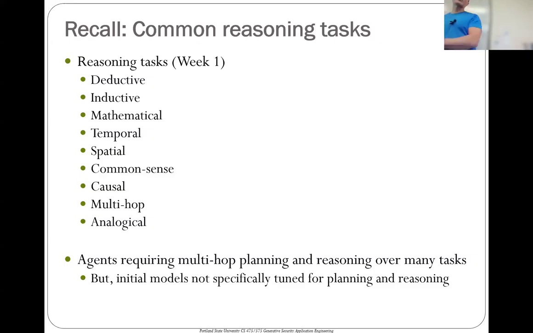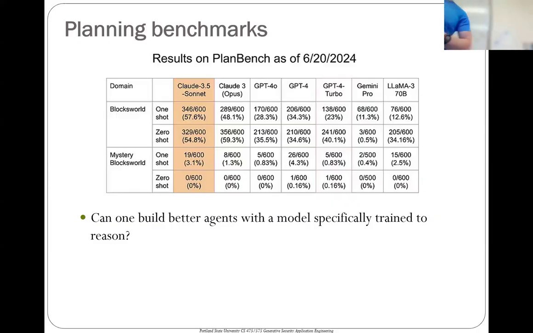Your mileage will vary when you execute these agents. Specifically, initial models were built for text completion and not necessarily reasoning step by step on a task. As a result, there are these planning benchmarks that got developed to try and get models that very specifically were good at reasoning. So here's an example where they have these different domains. Blocks world is the common one. Can you reason about solving problems in these benchmarks?